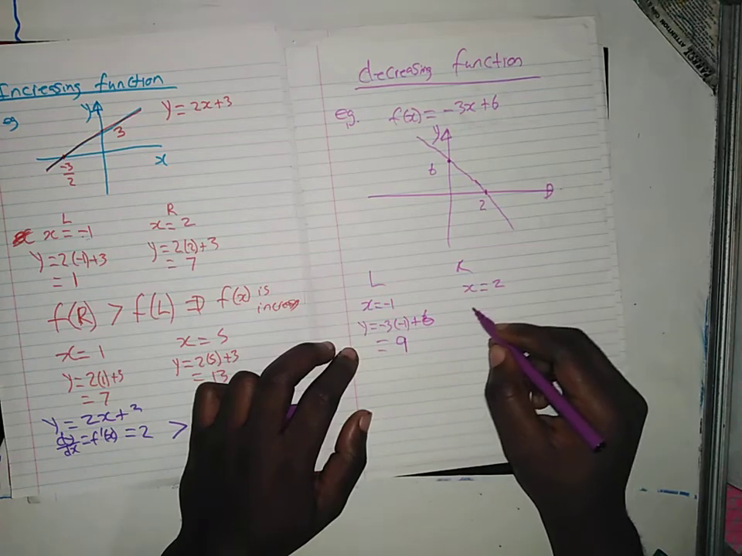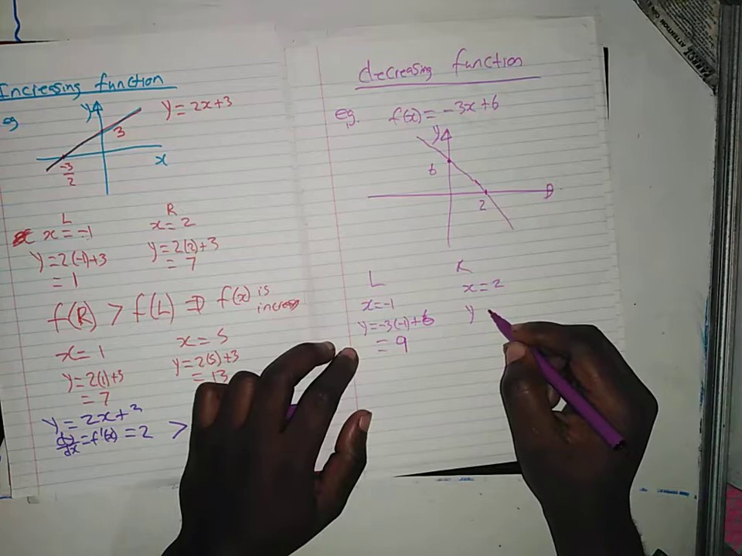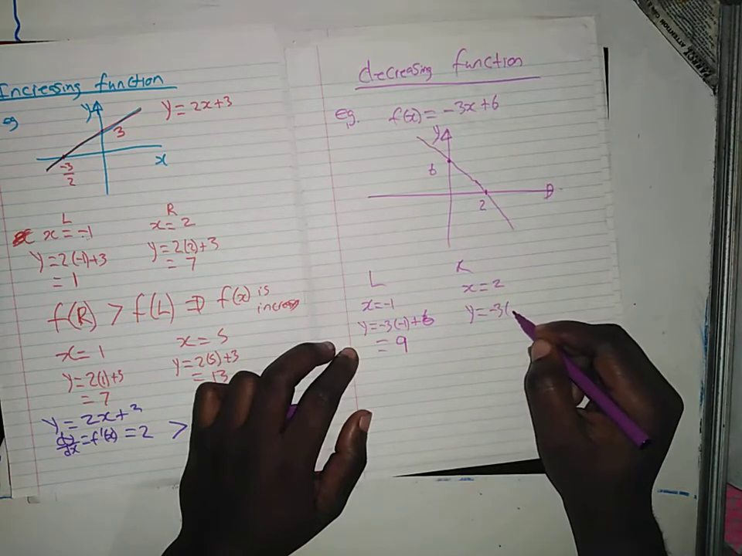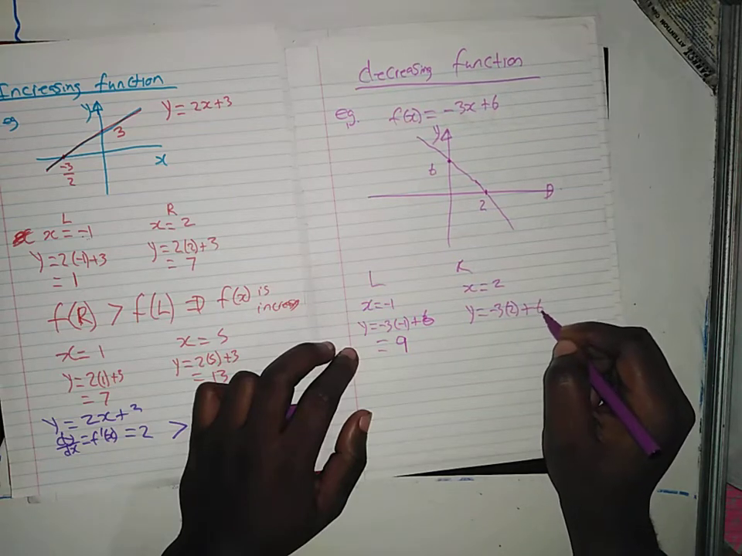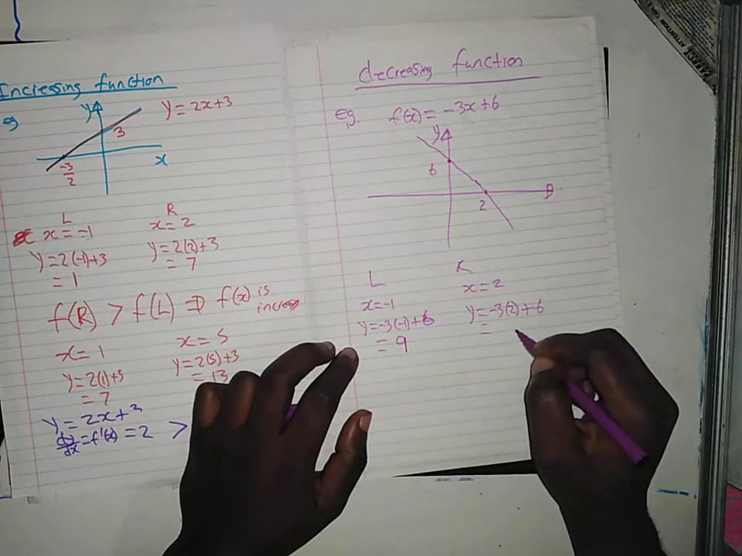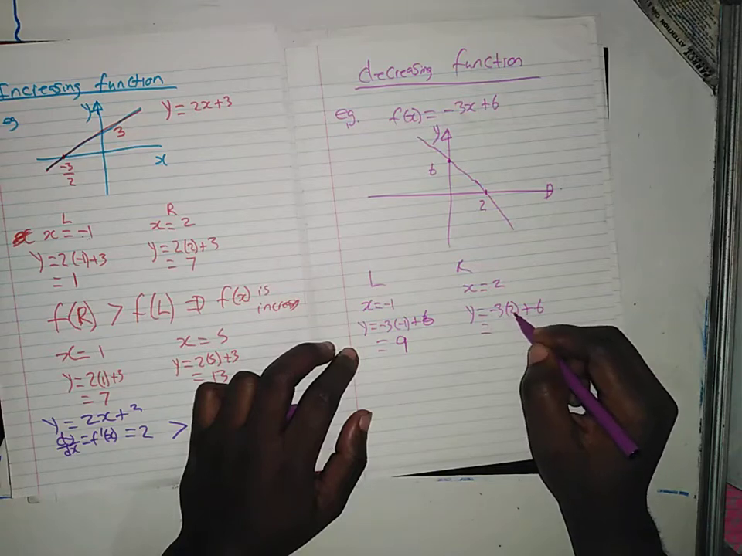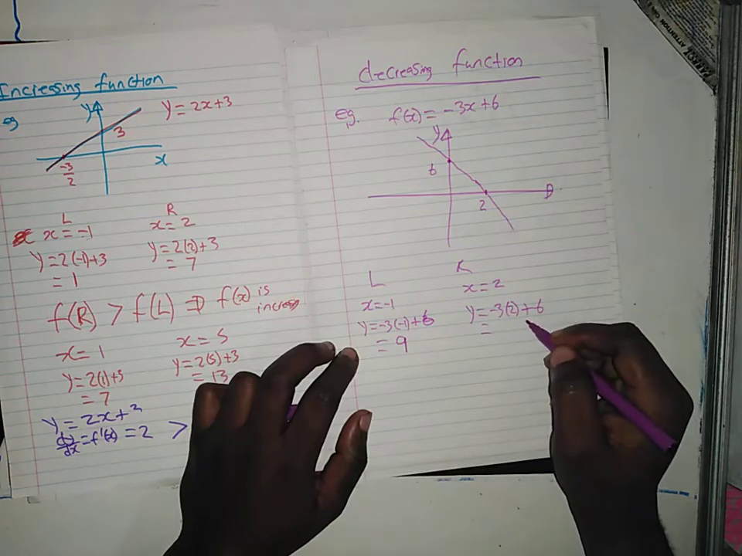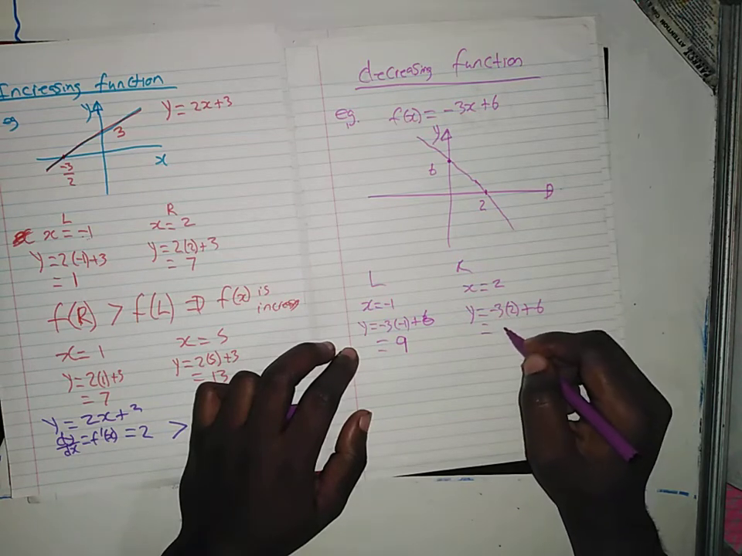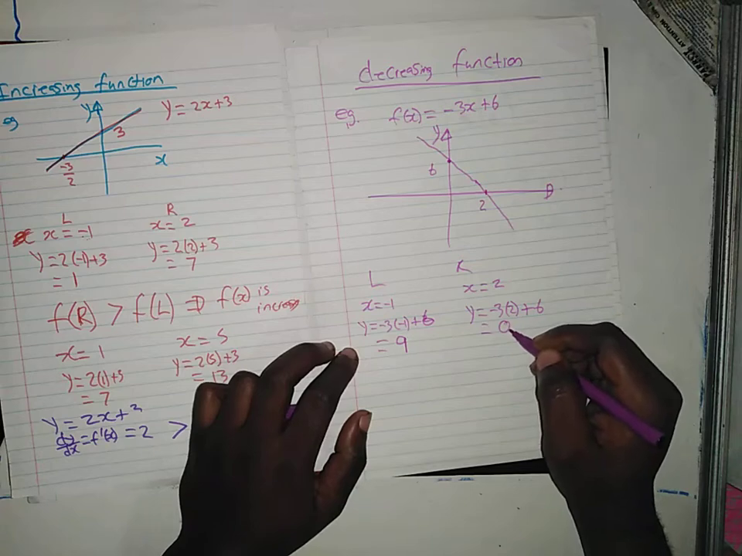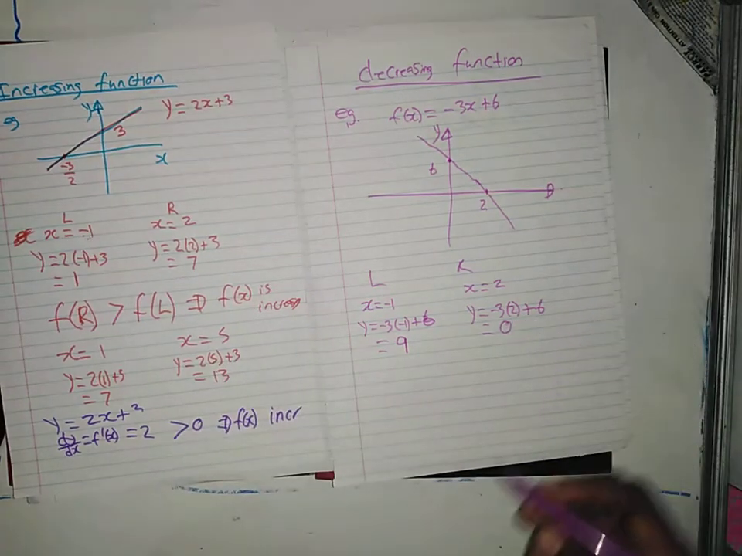Right, and then let's look at this one. You've got y, which is equal to what? Which is equal to minus 3, and then you've got 2 here, and then plus 6. And then what do we get? 3 times 2 is what? 3 times 2 is 6. Okay, so it's minus 6 because this one is negative. It's minus 6. So minus 6 plus 6, what do you get? You get 0.